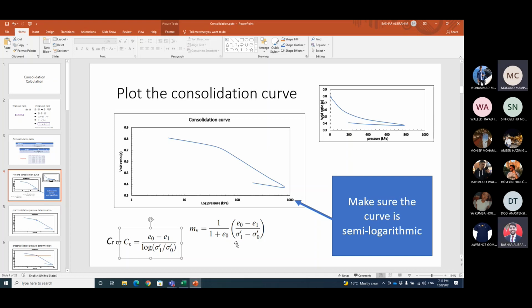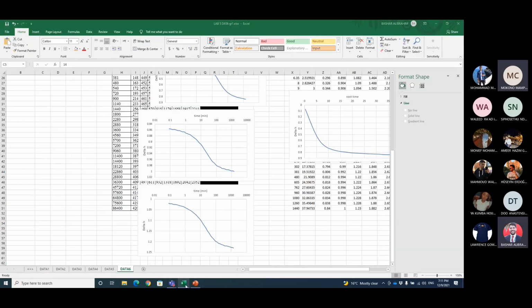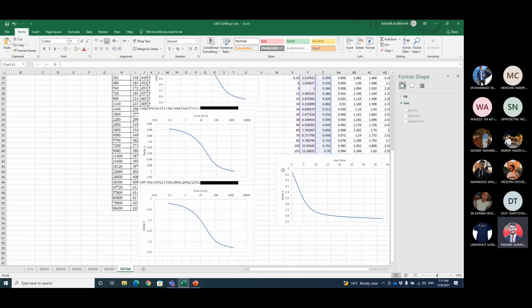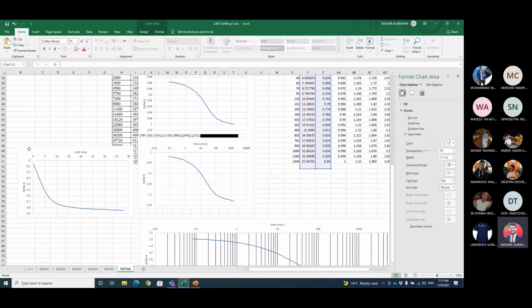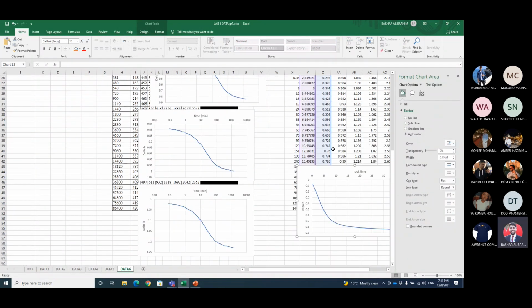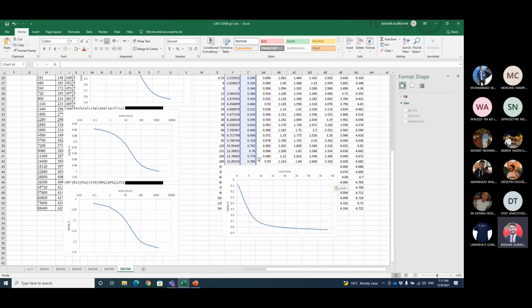Any question? Yes. Can you show us how to plot the T90? T90 graph. I showed you how to plot. This is the T90. This is the plot. I showed it. You can watch the recording if you missed it. So again, you will make copies of this one for every load.